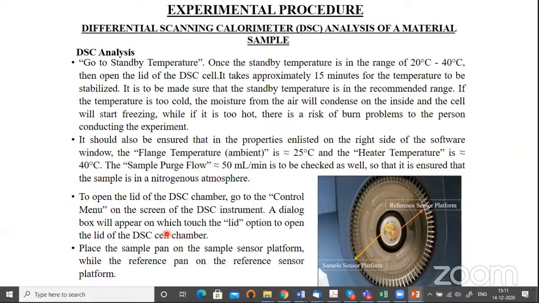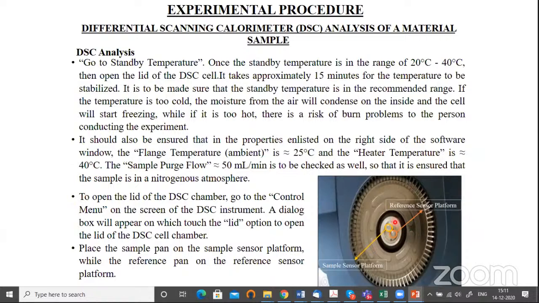Now, how does this differential scanning calorimeter work? This differential scanning calorimeter basically has two plates. One has the material which you have to characterize, which is also known as the sample sensor platform, and another one is a reference sensor platform which does not have any material in it.